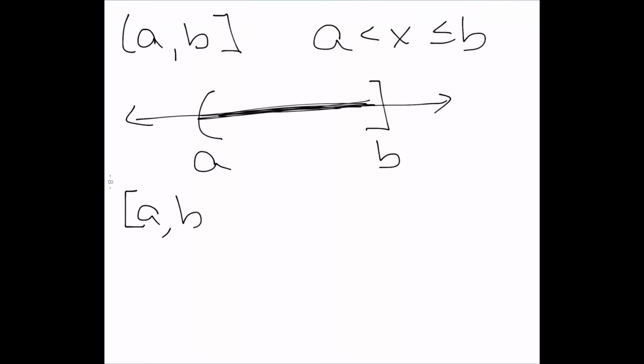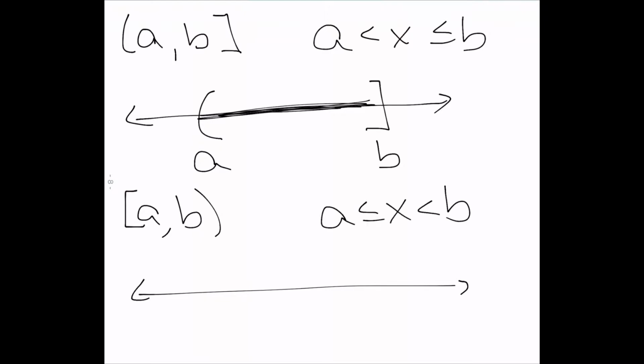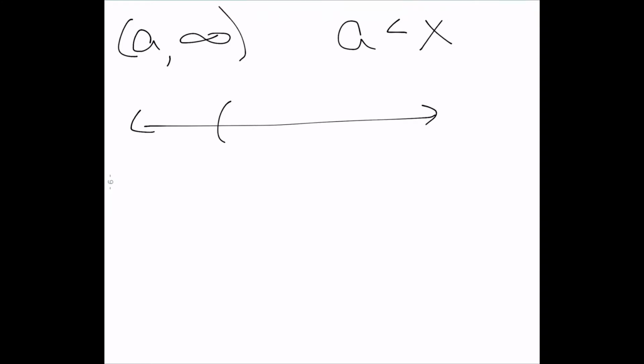Similarly, a square bracket, a comma b with a parenthesis. This would be include a but not b, and shade in the middle. Sometimes we might want to include all the numbers bigger than a, so we would write (a, infinity), and this would be all the numbers strictly bigger than a. We would put a parenthesis at a and then shade to the right.